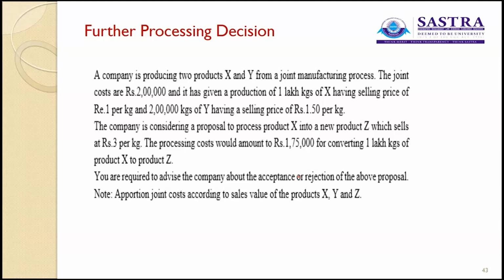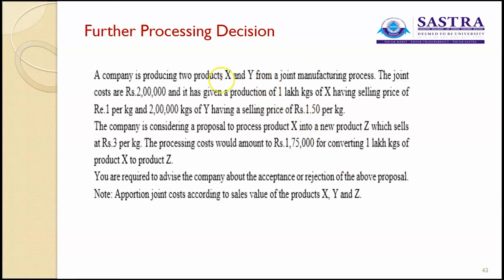The company is considering a proposal to process product X into a new product Z which sells at 3 rupees per kg. The processing cost would amount to 1,75,000 rupees for converting 1 lakh kgs of product X to Z. Advise the company about the acceptance or rejection of the above proposal. Apportion the joint cost according to the sales value of products X, Y, Z.